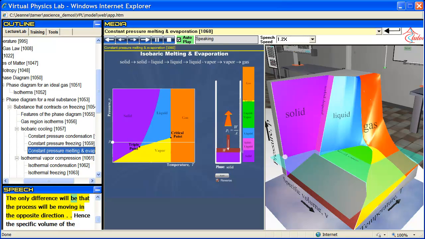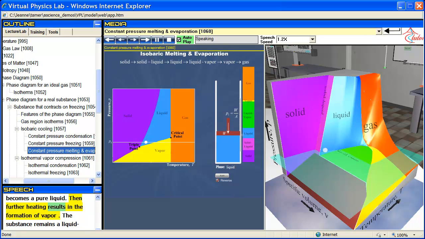The only difference will be that the process will be moving in the opposite direction. Hence the specific volume of the substance will increase as the solid is heated. Then the solid will start to melt at constant temperature, by turning into a solid-liquid mixture. Eventually, as the heating continues, the substance becomes a pure liquid.